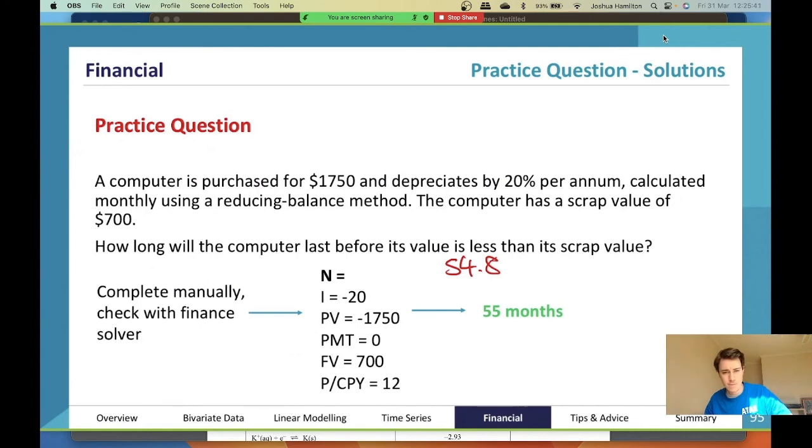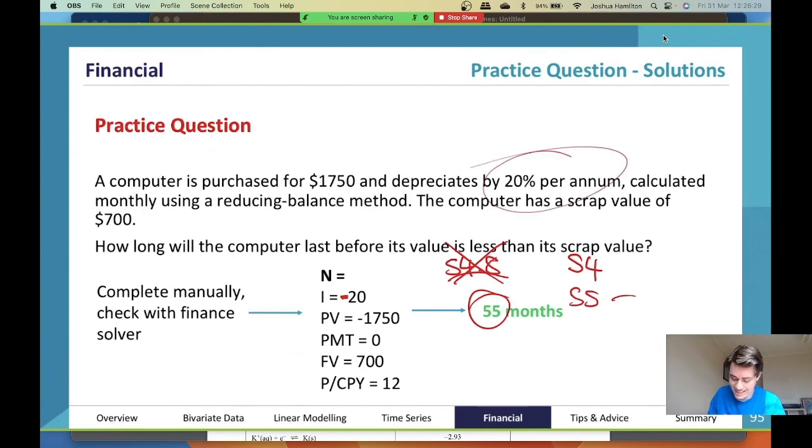And so when you get 54.8, you need to be like, all right, I know this is going down. So as this is going down, I need it to be below that value, and it's done monthly. At 54 months, this isn't going to be below the scrap value, but at 55 months it is. So therefore, at 55 months, that is going to be my answer. Not 54.8, because I want to know at the exact month, because you can't be halfway through it, because it's compounded monthly. The other thing here that I probably got wrong was I need to put negative percentage in, sorry. Why did I do negative percentage?